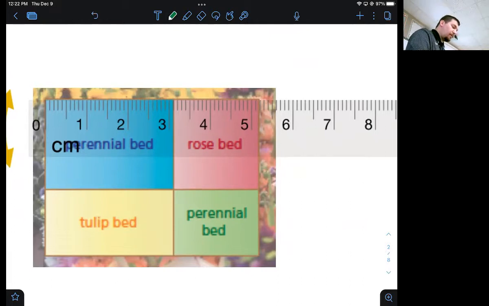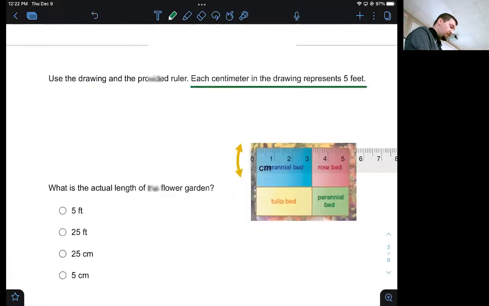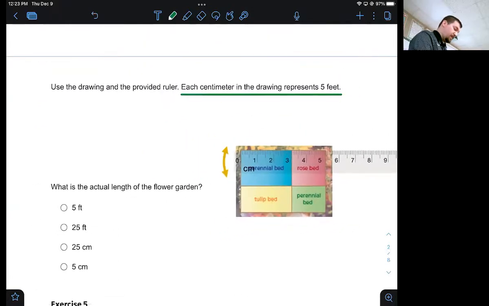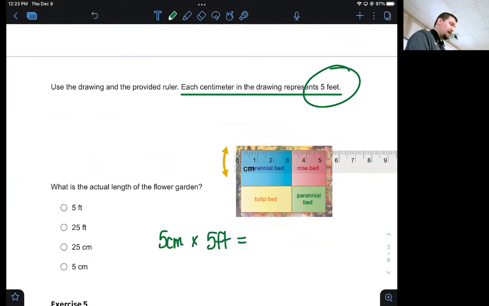Yeah, I would say it's probably closer to 5.1 or 5.2 centimeters. They did round it to 5. And so what I would need to show for my work for number 4 then is, if I measure 5 centimeters and every centimeter is 5 feet, would I multiply or divide by 5? I would multiply. I measured 5 centimeters. Each centimeter is 5 feet. And so that's going to give me how many feet for the actual length, maybe 25 feet.